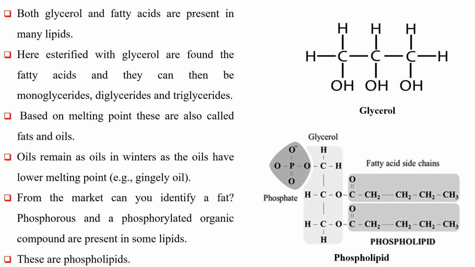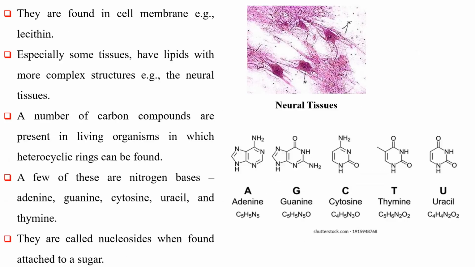Phosphorus and a phosphorylated organic compound are present in some lipids. These are phospholipids. They are found in cell membrane, example lecithin. Especially some tissues have lipids with more complex structures, example the neural tissues.